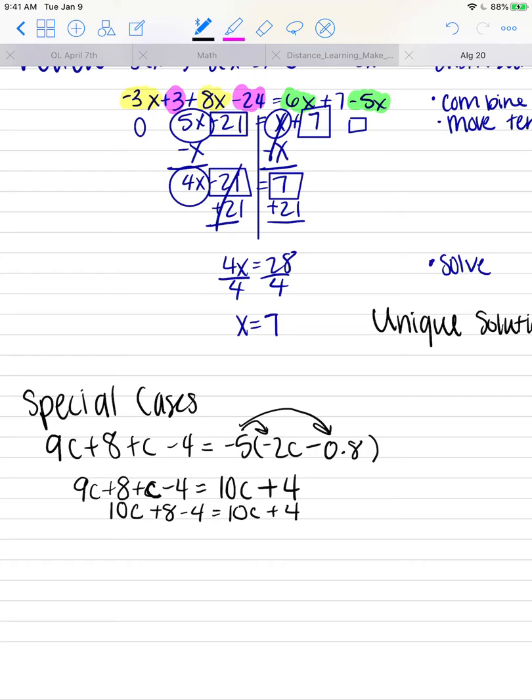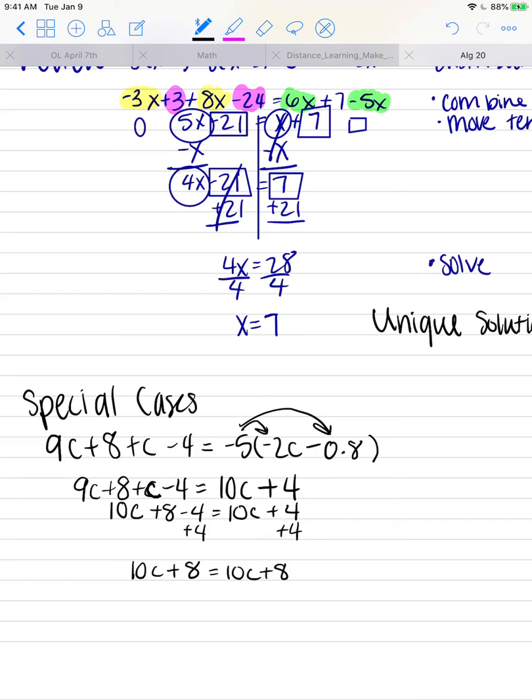Do you notice something about our coefficients from each side of the variable yet? What I'm going to do in this example is go ahead and add 4 to both sides to get rid of that. Then we're left with 10c plus 8 equals 10c plus 8. Now this is starting to look like both sides of the equal sign are the exact same thing. This is what we call an infinite solution.